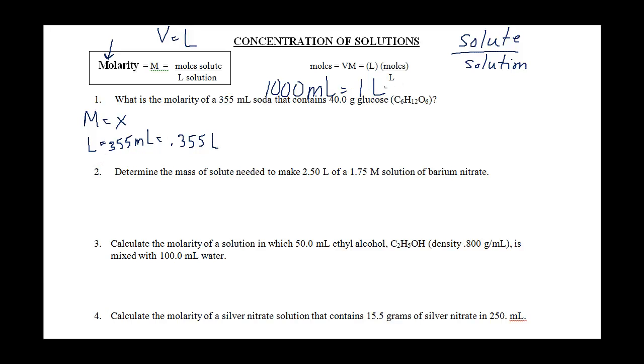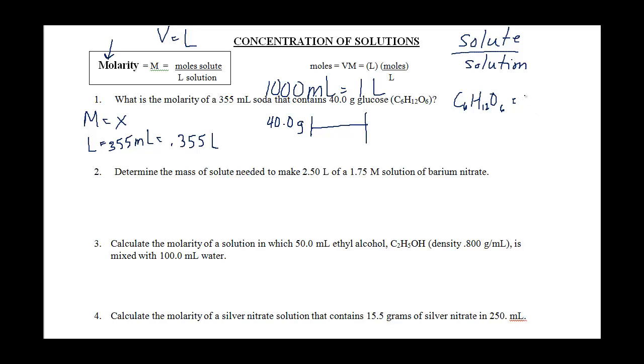Okay, so then look what I have. I have grams. What do I have to do to these grams then? With these grams of glucose, I need to change them to moles of glucose. So how do I do that? Yep, molar mass. So that's why you need your periodic table. 6 times 12 plus 12 times 1 plus 6 times 16.